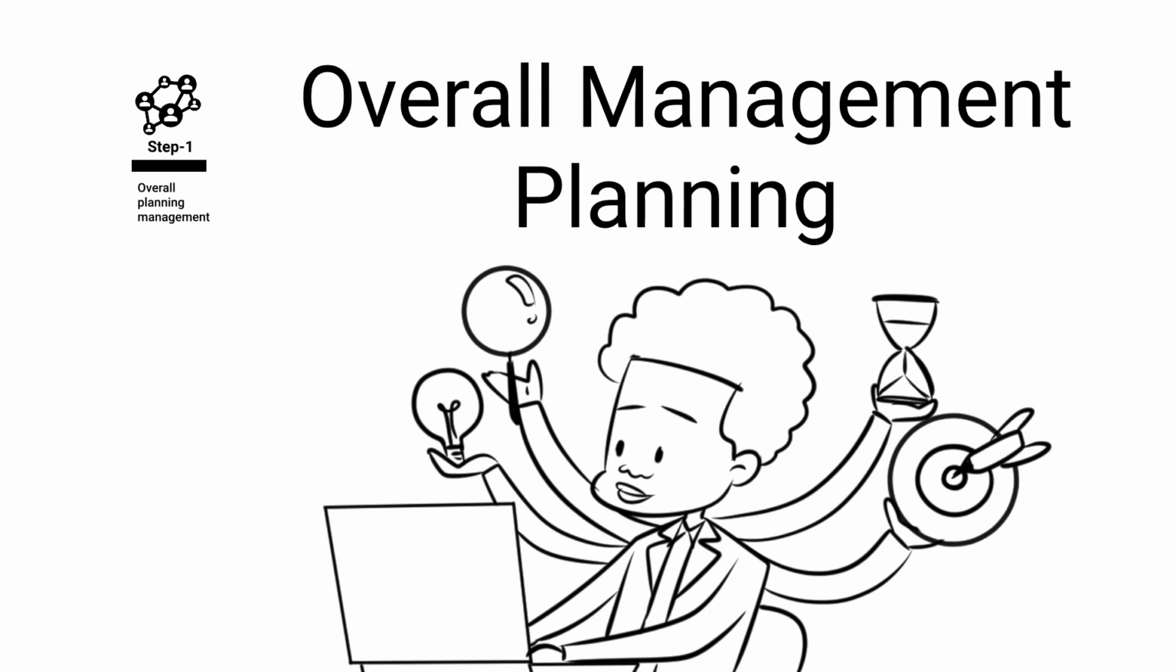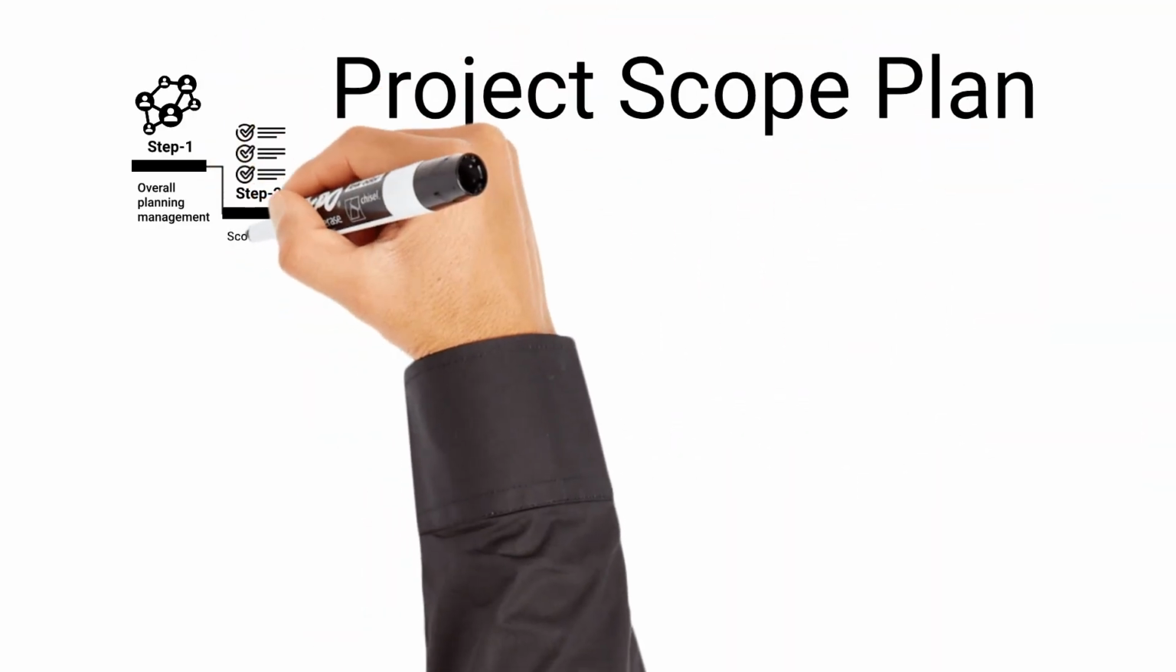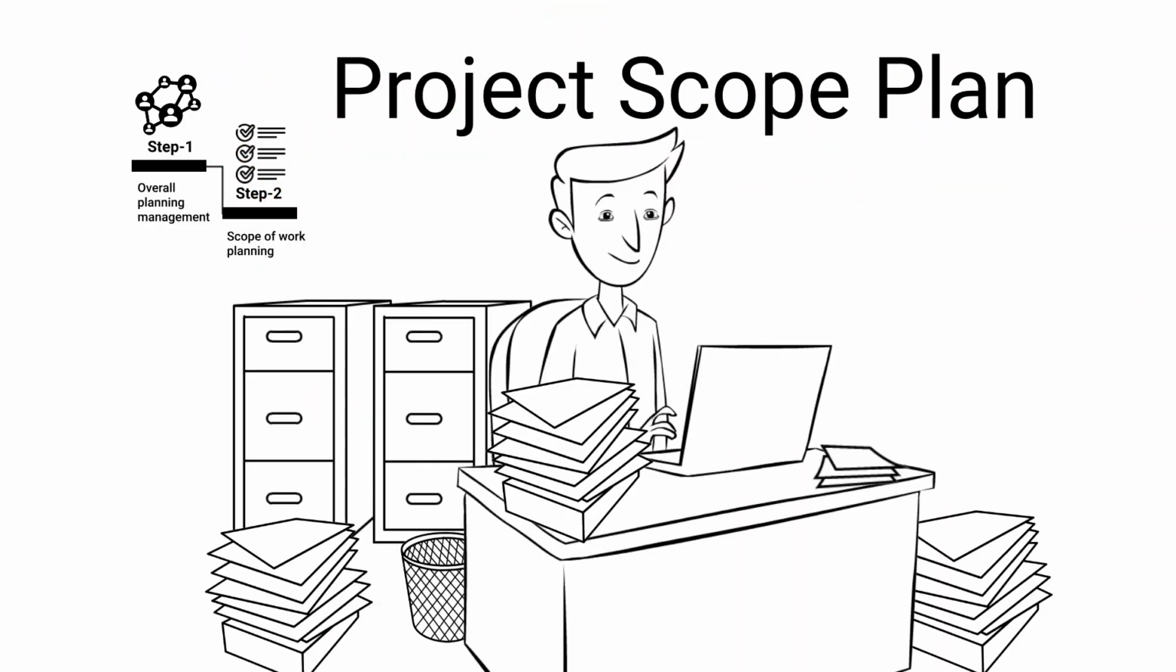The next step is to plan the project scope. In this step, detailed requirements are determined, and the project scope of work is created. This leads to the creation of the WBS and WBS directory.